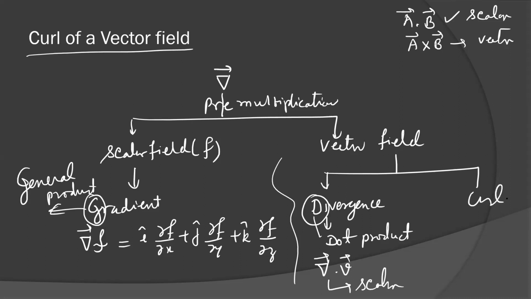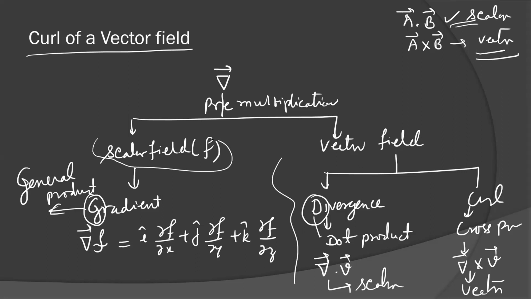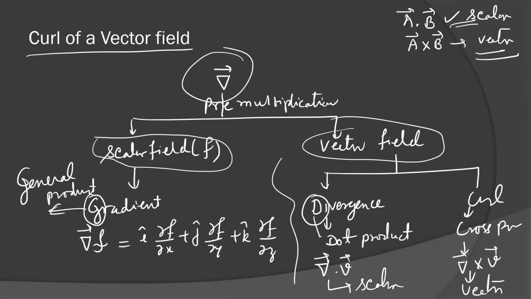When you take the curl, remember the C word. C means cross product. So del cross V, and the output will always be a vector function, because you are doing the vector product. This is the trick to remember three types of multiplication: with a scalar field one type, and two types of multiplication with a vector field of the del operator.